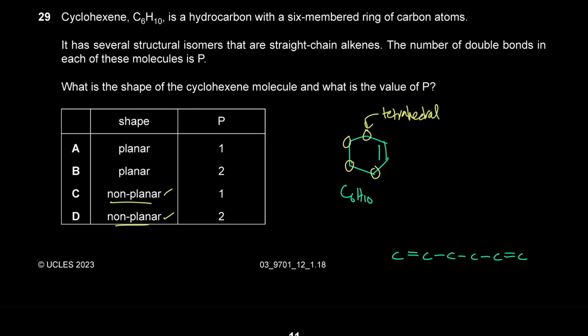An example of this is this guy, which is hexa-1,5-diene. If you notice, this guy has a total of 10 hydrogen atoms, right? 2 plus 1 is 3, 3 plus 2 is 5, plus 2 is 7, and plus 1 plus 2 is 10. So this is C6H10. So the number of double bonds in each of these straight chain alkenes would have to be 2 for it to have the molecular formula C6H10. So the answer is D.